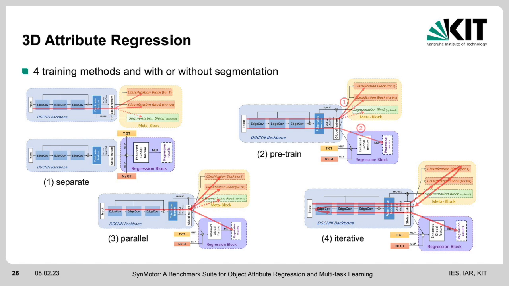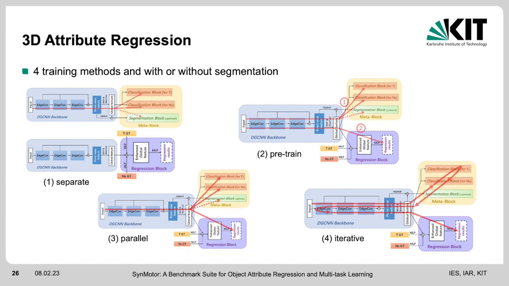DGCNN is also used as the backbone for attribute regression learning. We consider the classification and segmentation as a metablock, and the regression tasks compose a second tail block. With the proposed architecture, there are several possible ways to train those blocks. The first one, totally separate training: the encoder and the metablock are trained as one network first, and then another same-structure encoder and the regression block are trained as another totally separate network. No information is shared between the two trainings.